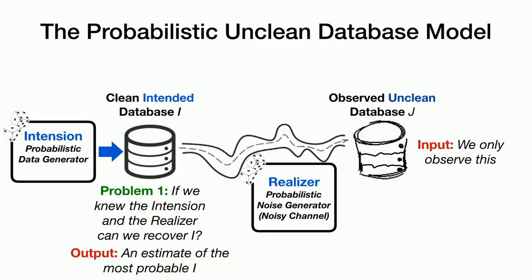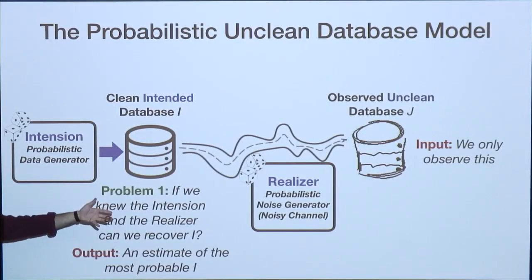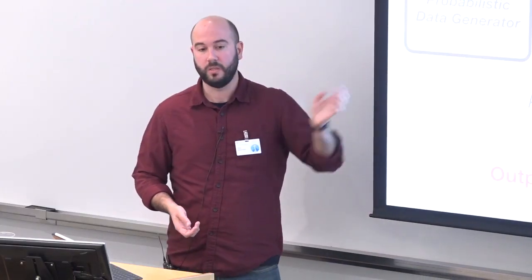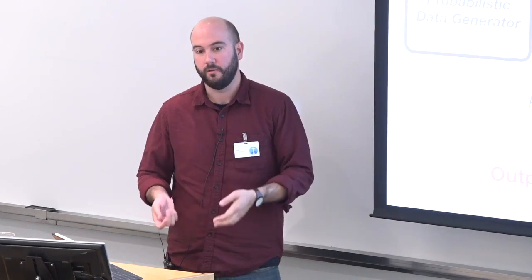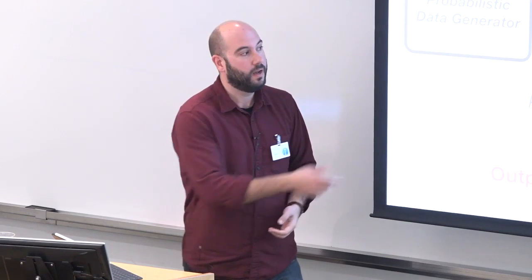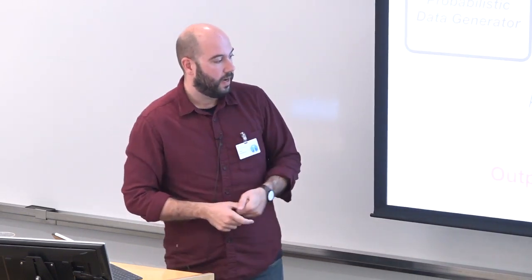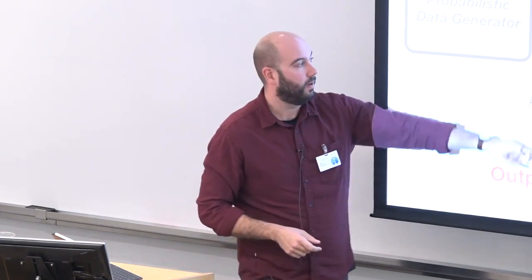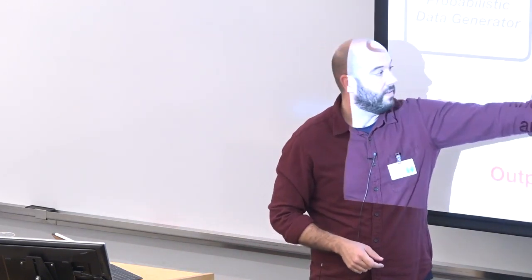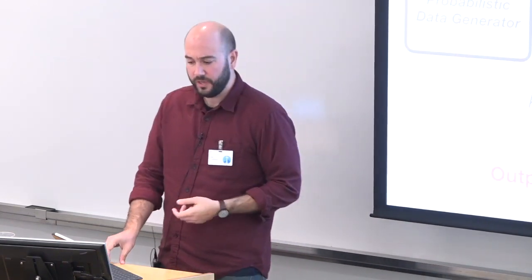The first problem is to say, okay, if I knew anything about these two distributions, so imagine I will talk about learning them, but if I knew them, can I actually correct the errors? If I know the process in which correct data is generated and in which errors are introduced, can I fix that noisy instance J that I'm observing? So I want to find the most probable instance I that, given these two distributions, would actually give me what I am seeing. That's the first computational problem.